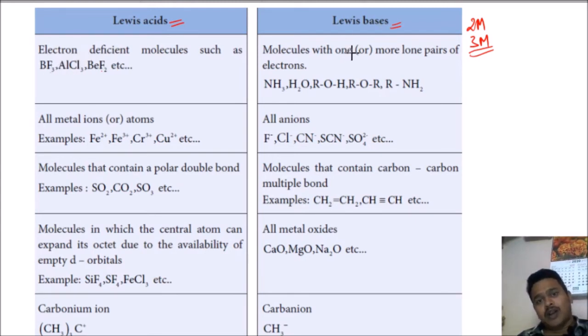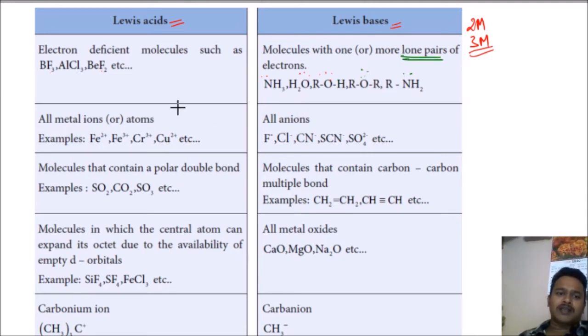Molecules with one or more lone pairs: nitrogen in NH3, one lone pair is there. Water, two lone pairs are there. Alcohol, ROH, on oxygen two lone pairs are there. ROR, ether, here also on the oxygen two lone pairs are there. RNH2, the amine general formula, here also lone pairs are there. All these have lone pairs of electrons, so they act like Lewis bases.